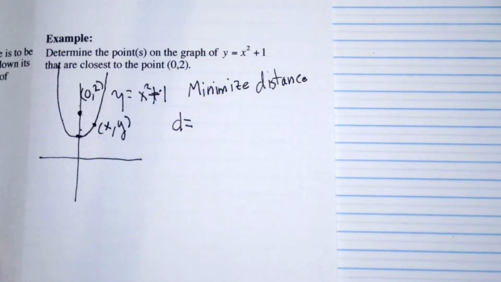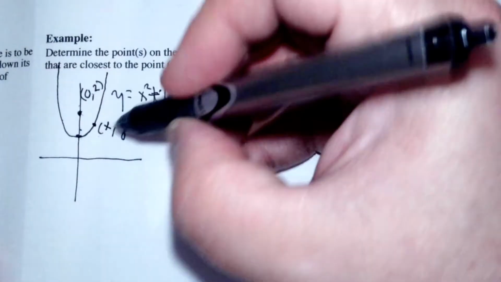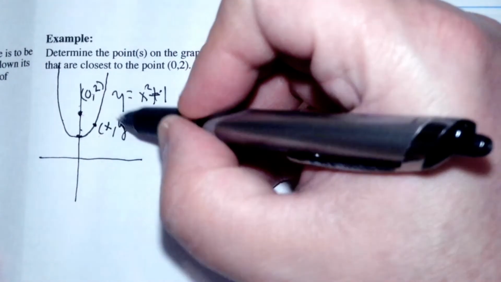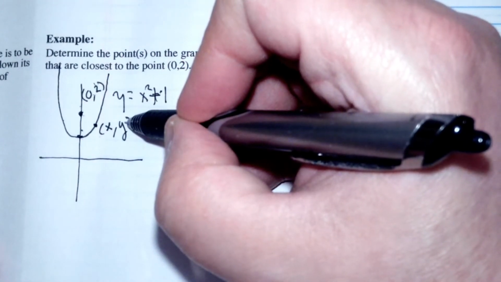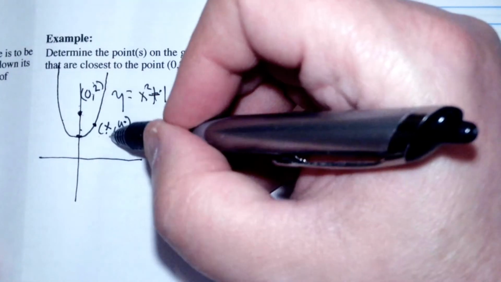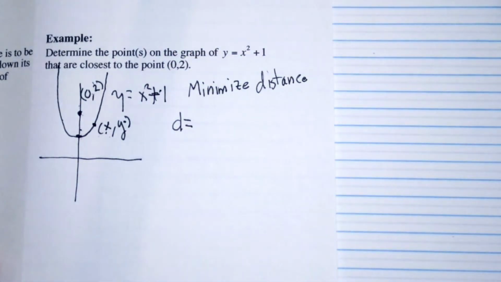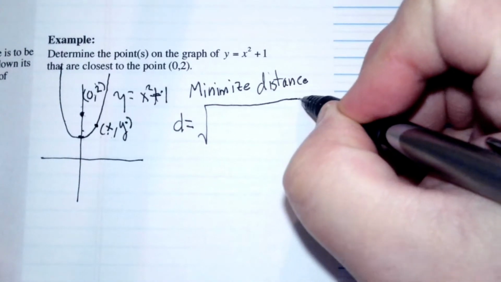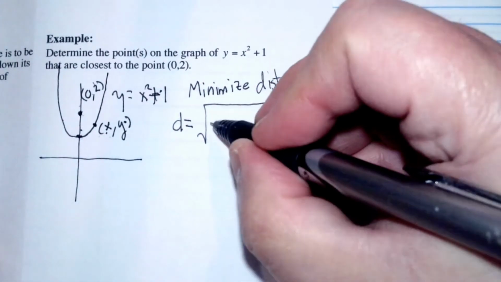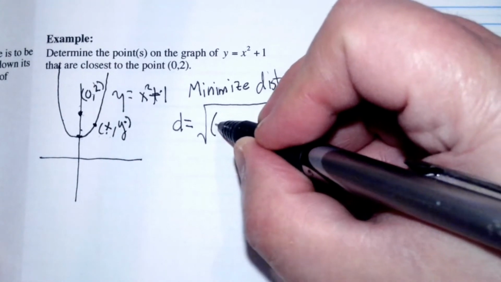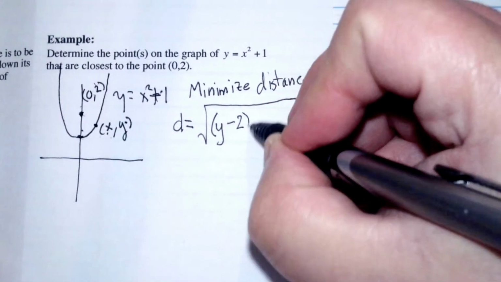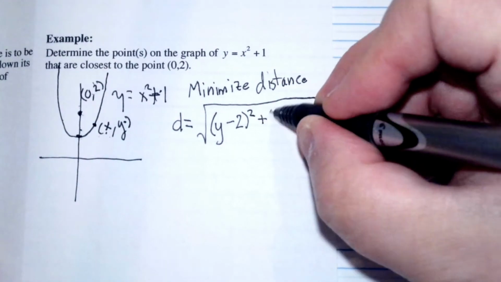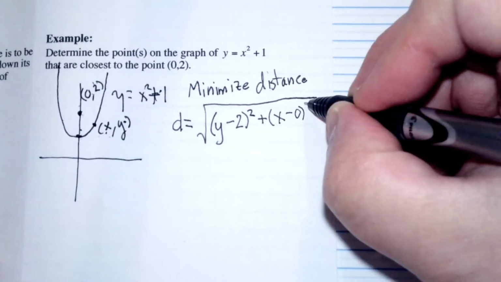So I hope you remember the distance equation. What we need is to take the difference in the y-coordinates, square that, take the difference in the x-coordinates, square that, add those two squares, and take the square root of the result. So we would have d equals the square root of (y minus 2) squared plus (x minus 0) squared.